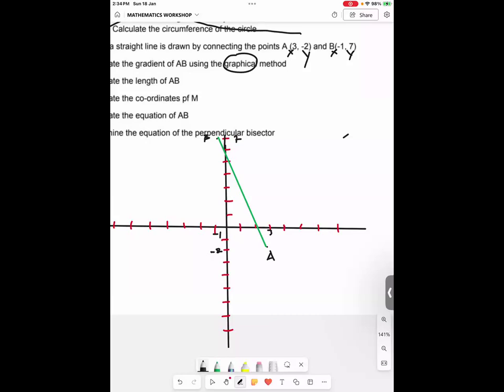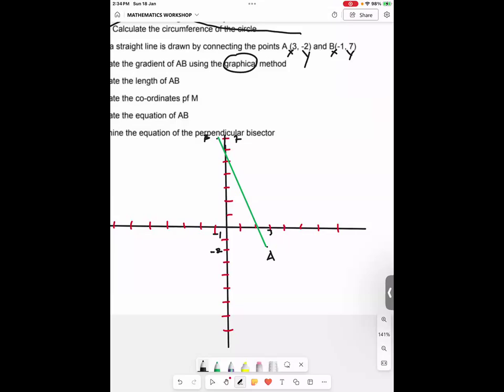Now, if they don't specify, for CXC, they don't tell you what to do. You can either use the formula or you can use the graphical method. But because I know that I haven't taught this in a while, I still need to ensure that you guys recall how to get this done. So we need to go ahead and find the gradient using the graphical method.